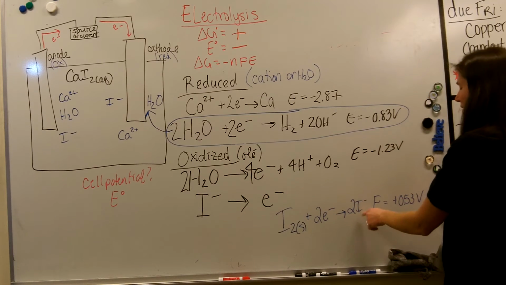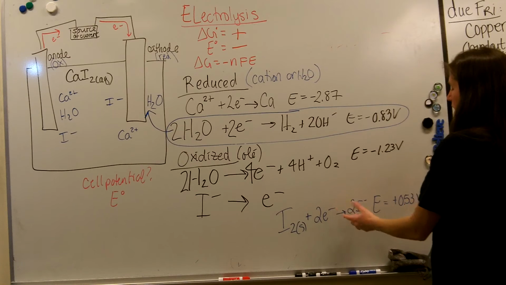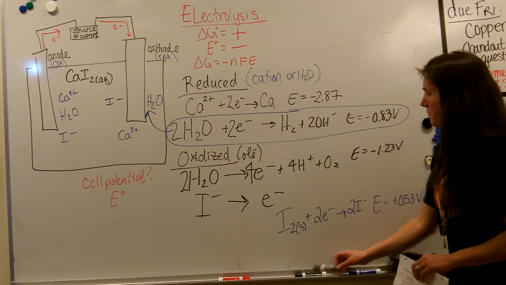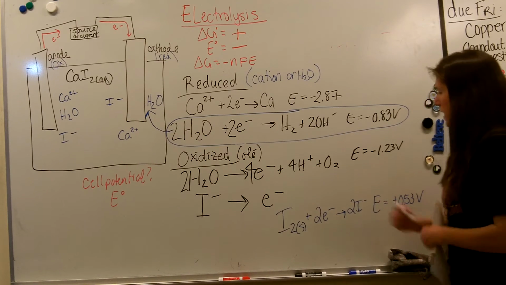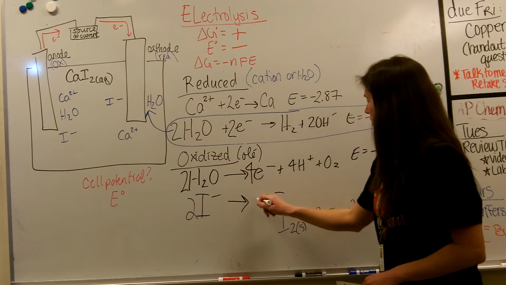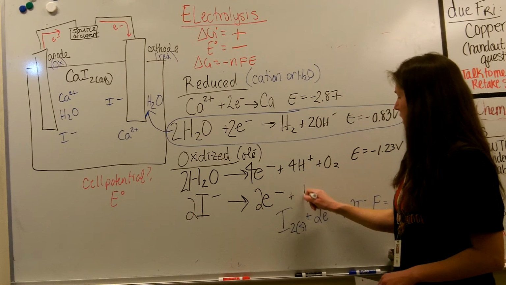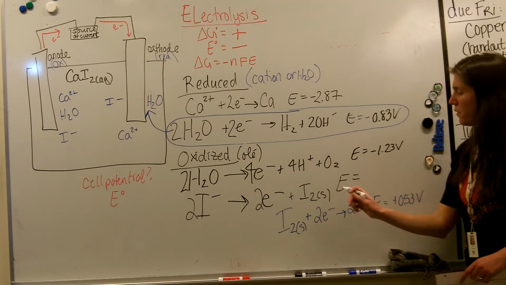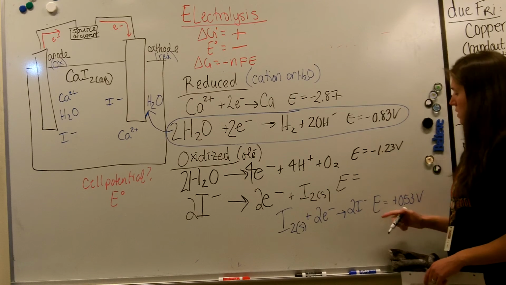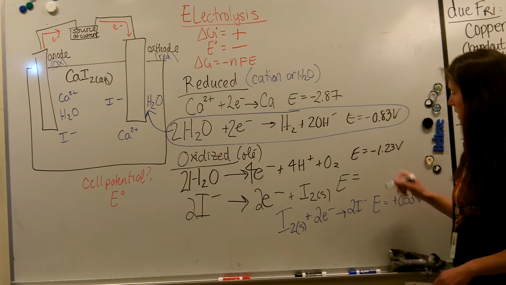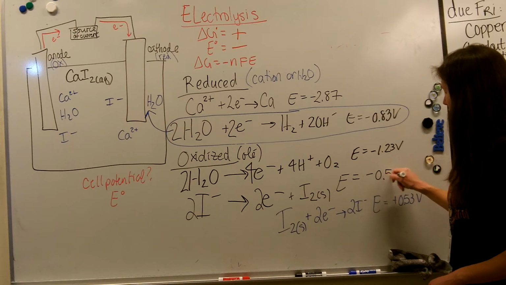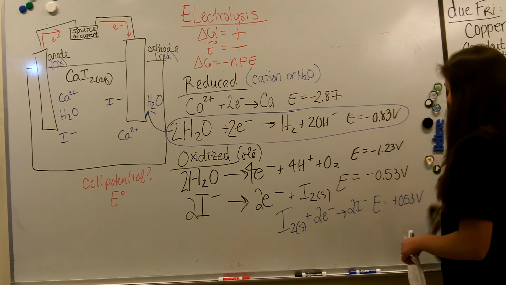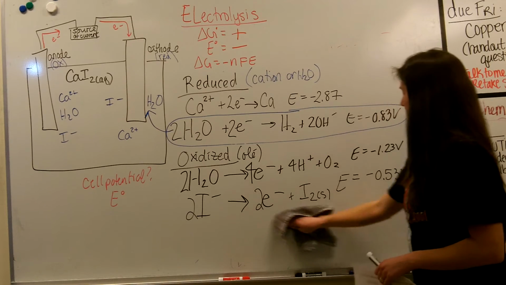And in my solution, what I have present is iodine ions. I don't have I2, so I want to make sure that my I minus ions are over here on the reactant side. So if I take this reaction and flip it around, it is 2 iodine ions will make 2 electrons and 1 I2 solid. And when I flip a reaction around, my sign of E changes. So if my reduction is plus 0.53, my oxidation is negative 0.53 volts. So now I have my 2 possibilities for my substances that can be oxidized.